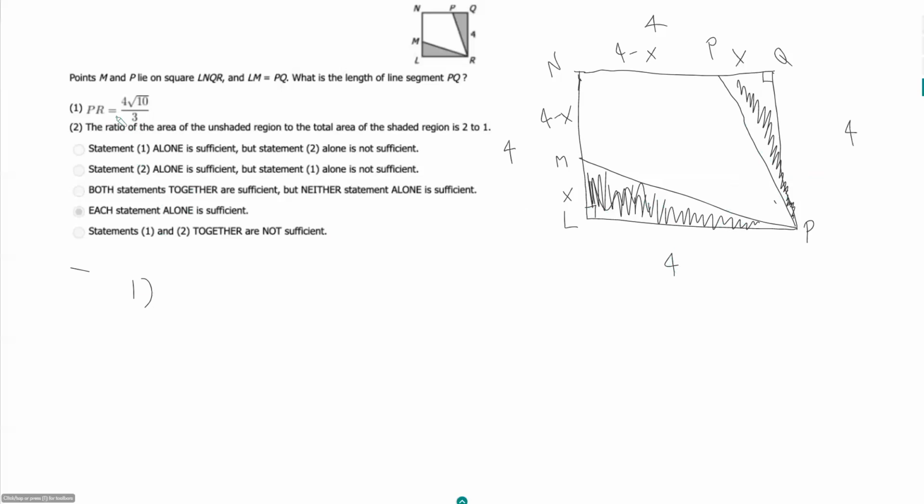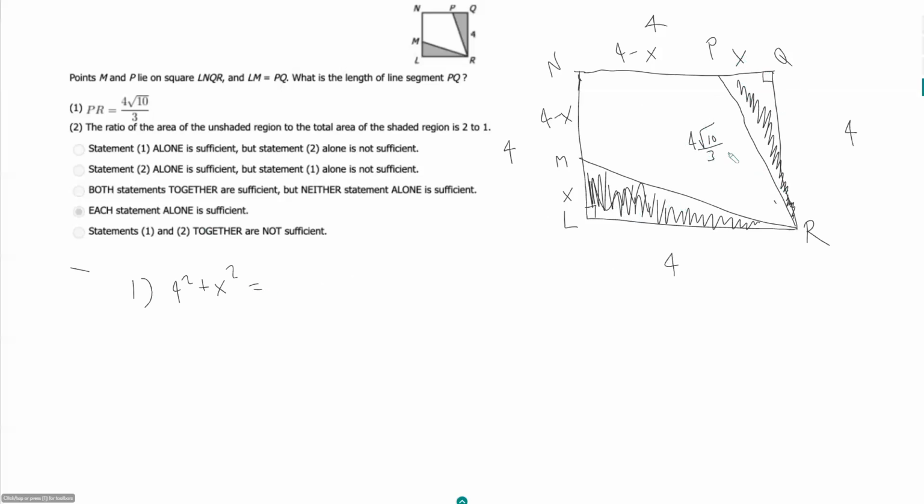So PR is equal to, and whoops, there should be an R here, not a P. PR is equal to 4 rad 10 over 3. So that is telling me this guy here is 4 rad 10 over 3. Then it is asking me what is PQ. Using just the Pythagorean theorem, I should be able to solve for what x is, because I know that 4 squared plus x squared should be equal to this whole guy squared.